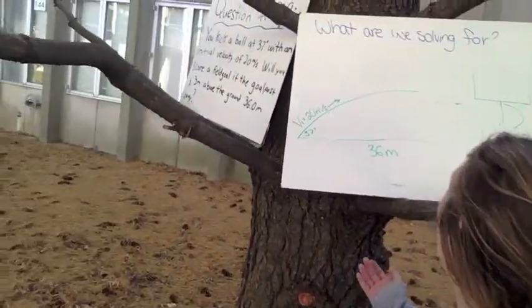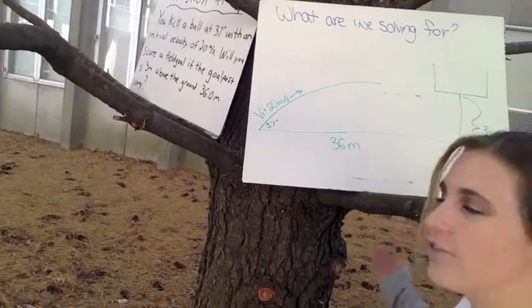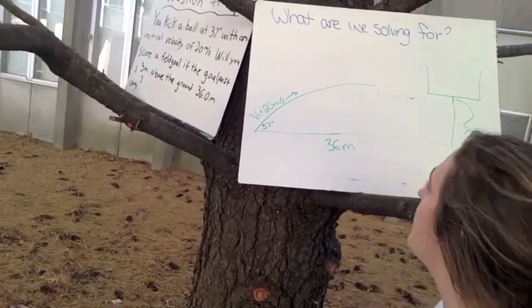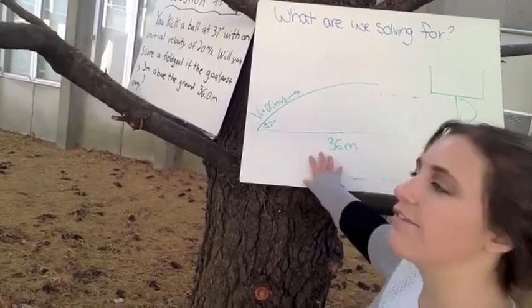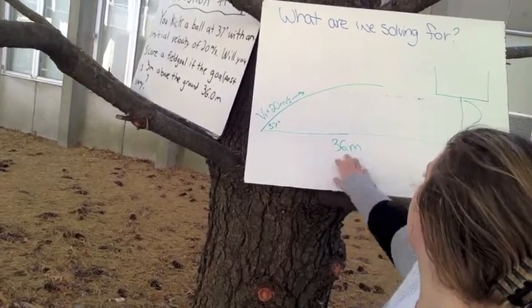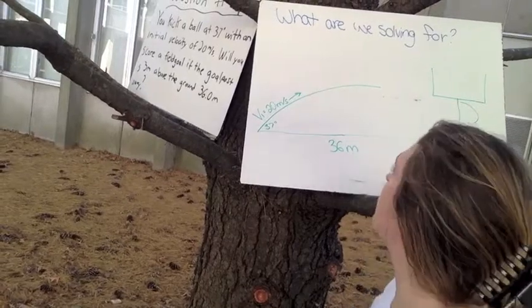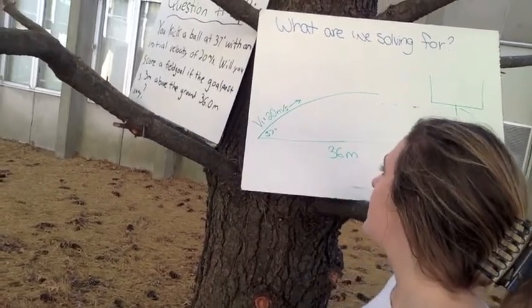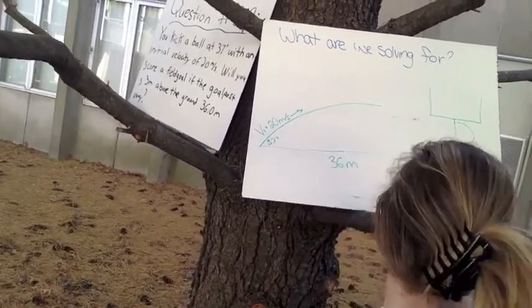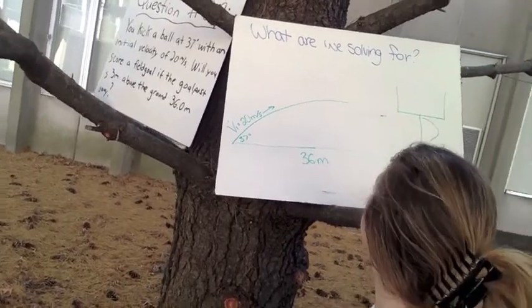Okay, so now if you look at the next slide, it says, what are we solving for? Here we drew a diagram of all the information that the problem gave us. So here's the 36 meters, because that's where you kick the ball from, and here's where the field goal is. Then it's at 37 degrees, then the initial velocity, and the field goal is 3 meters up.